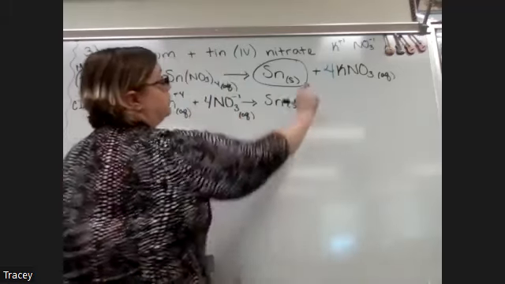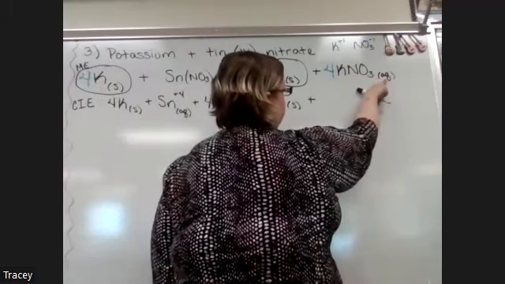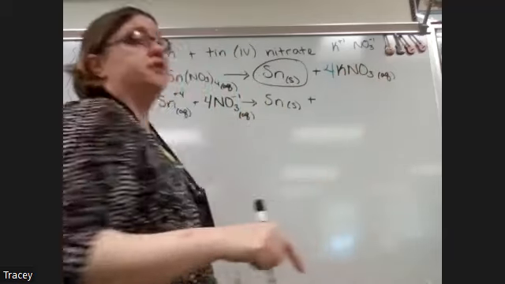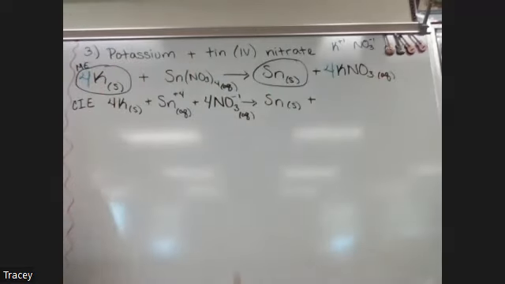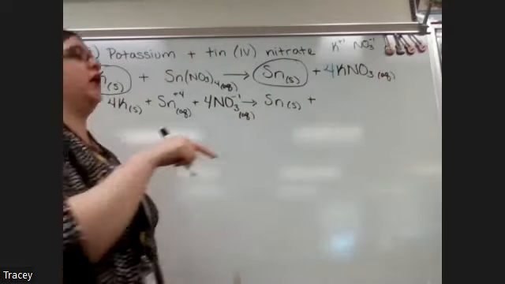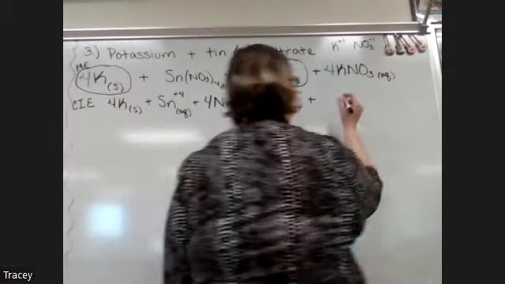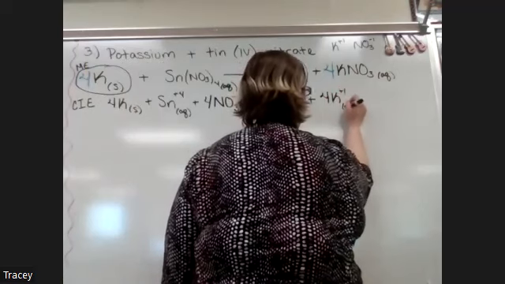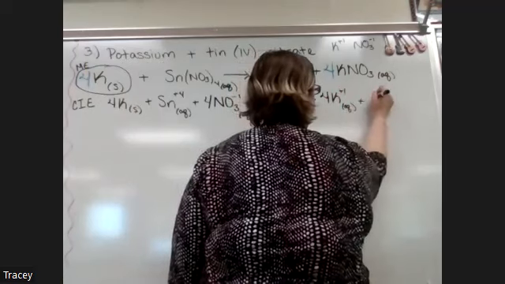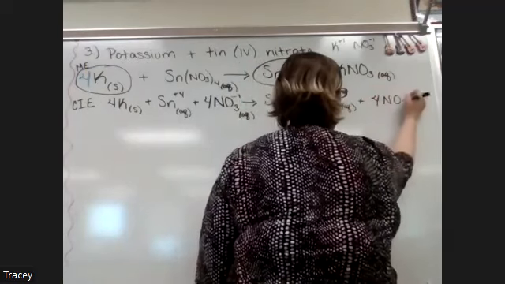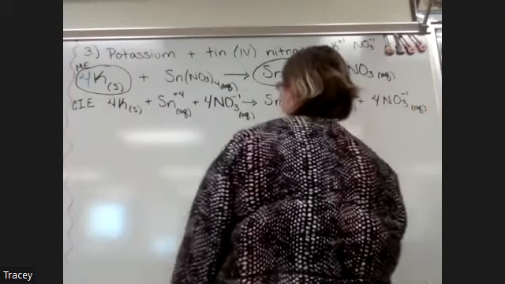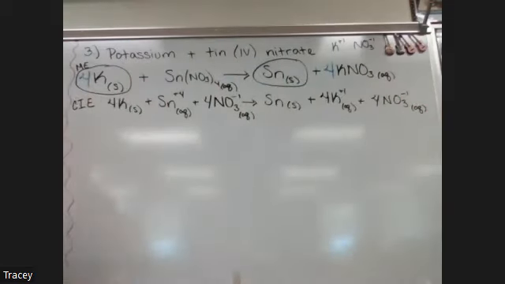And then we get to 4 KNO3 aqueous. So we're going to break that apart. Now you have to pay attention to some balancing, because the 4 refers to the K ions and the NO3 ions. So we've got 4 K+1 ions aqueous plus 4 NO3 -1 ions aqueous. And then that's all to the complete ionic equation.